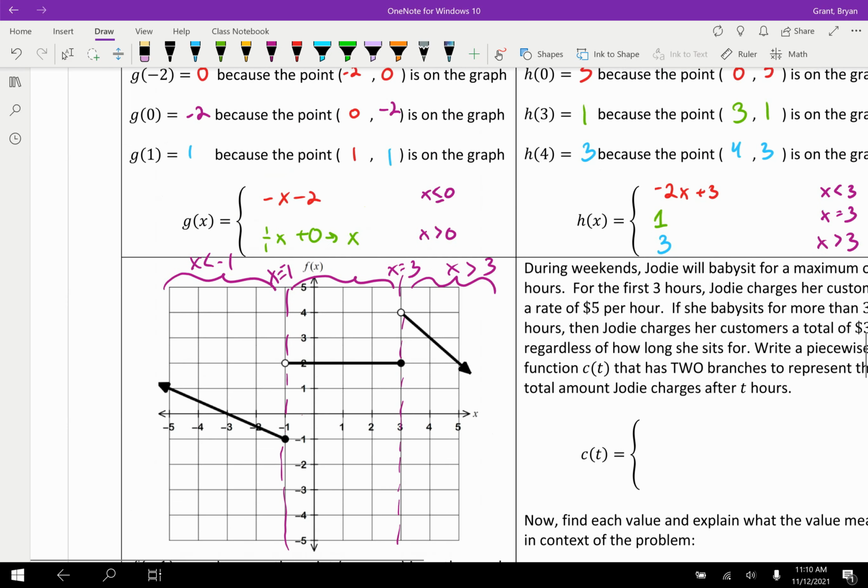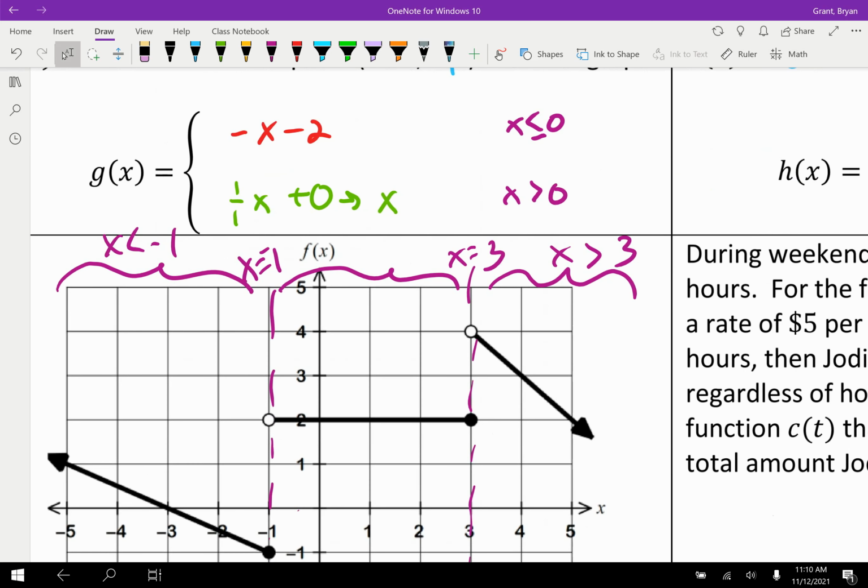And that one's a little harder, so if you ever struggle to write that, you can always look back on previous problems. X has to be between negative 1 and 3. We always use less thans. Negative 1 is less than x is less than 3, and we should be good.